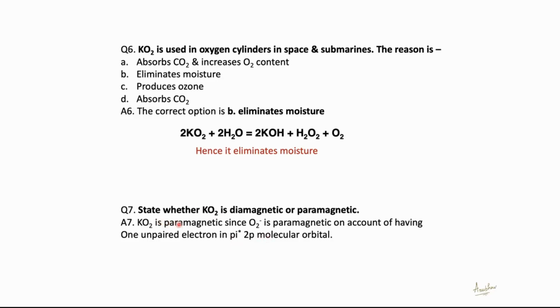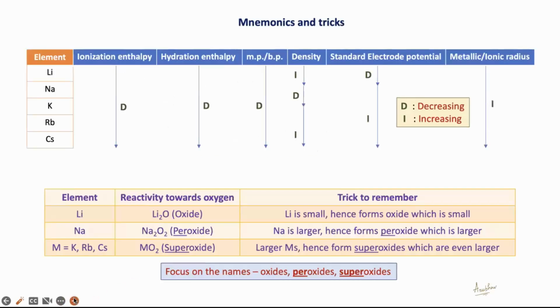So that's why KO2 is paramagnetic in nature, because O2 minus, that is the superoxide anion, is itself paramagnetic. K plus is not paramagnetic because K plus has the electron configuration of a noble gas, but O2 minus is paramagnetic in nature because it contains one unpaired electron in the 2p pi star MO. That's why KO2 as a molecule is paramagnetic in nature.